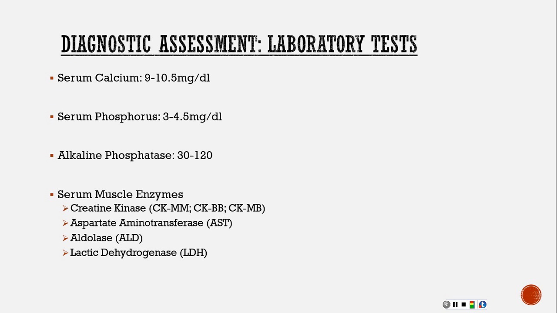All right. Next, we've got lab tests. Lab tests include serum calcium. We'll see that 9 to 10.5. Serum phosphorus, 3 to 4.5. Alkaline phosphatase, 30 to 120. And then we also look at serum muscle enzymes. And I know you've talked about some of these in cardiac, right? I'm talking about creatine kinase. All right.